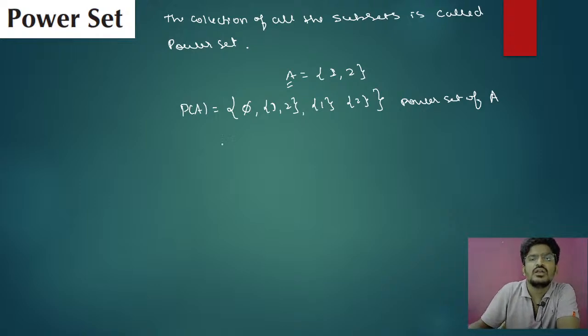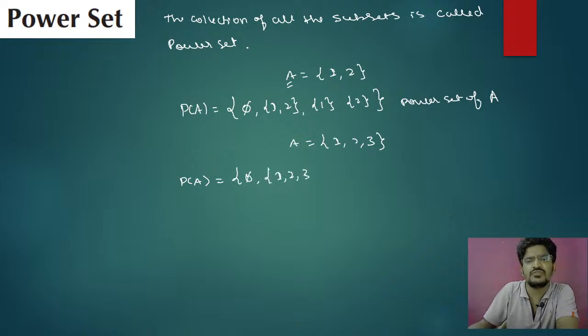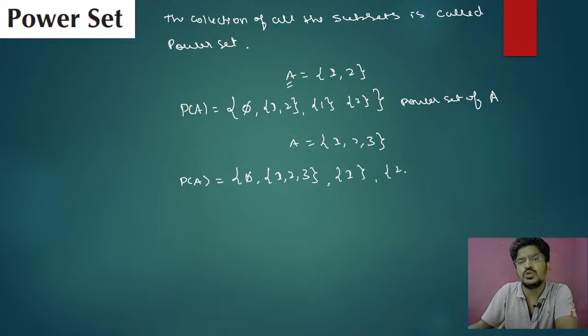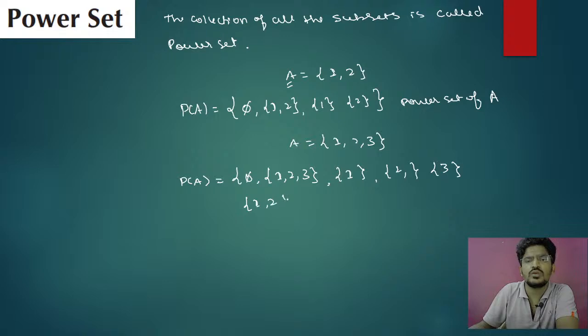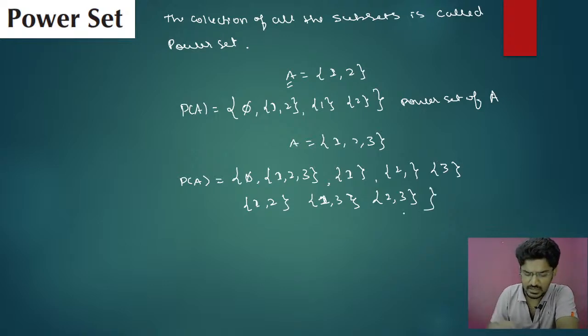Clear? Next, if set A has 3 elements, what is the power set of A? Again, we start with empty. We write the set itself, {1, 2, 3}. Next, we write {1, 2}. Next, we write {1, 3}. And next, we write {2, 3}. Then {1}, {2}, {3}. That is 8 subsets in total. So this is our power set. Clear?